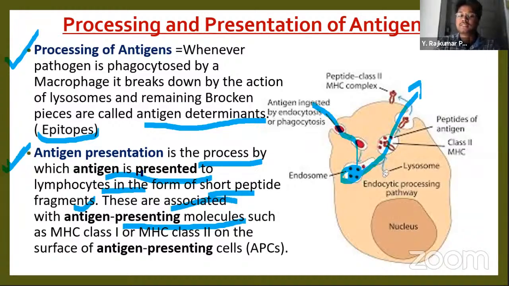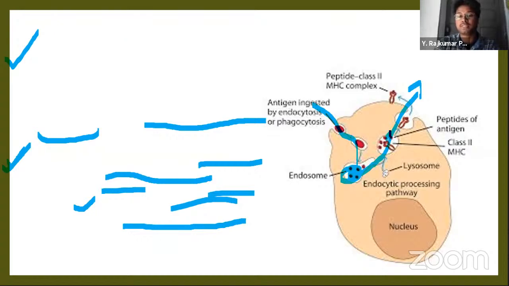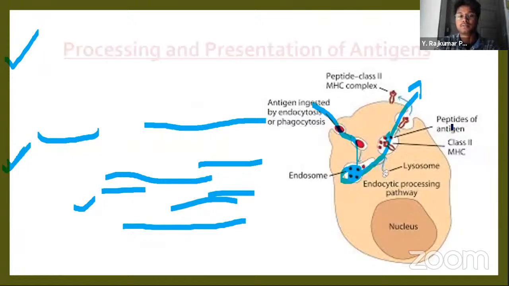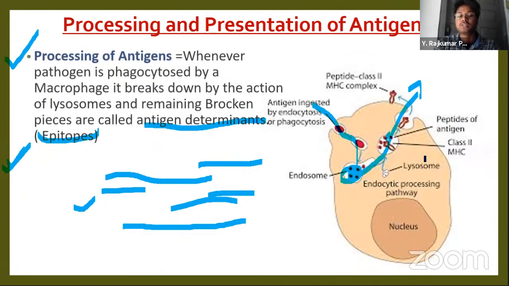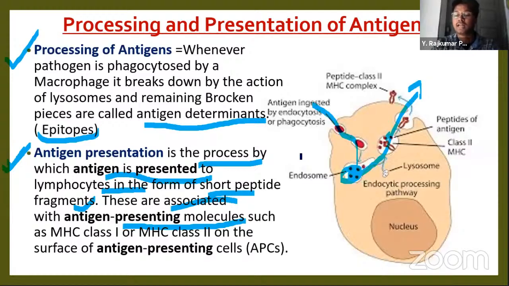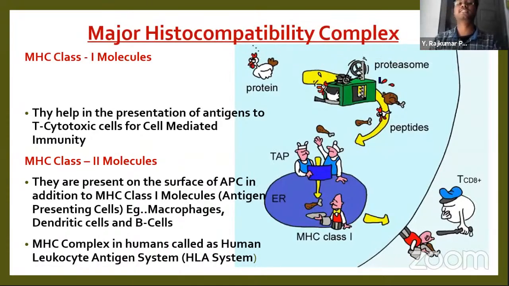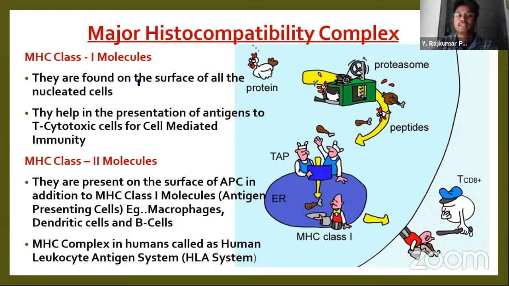Antigen presentation is a process by which antigen is presented to lymphocytes in the form of short peptide fragments. Here you can see the short peptide fragments are presented. In the last picture, we have seen that. Okay, so what is meant by MHC class 1 and MHC class 2 molecules? Look here, what is this MHC all about? MHC full form is major histocompatibility complex. What are they?